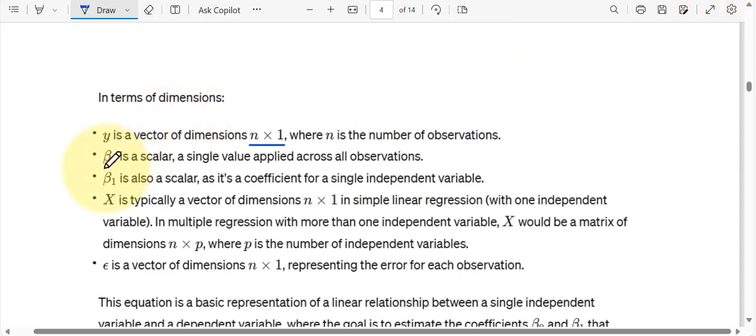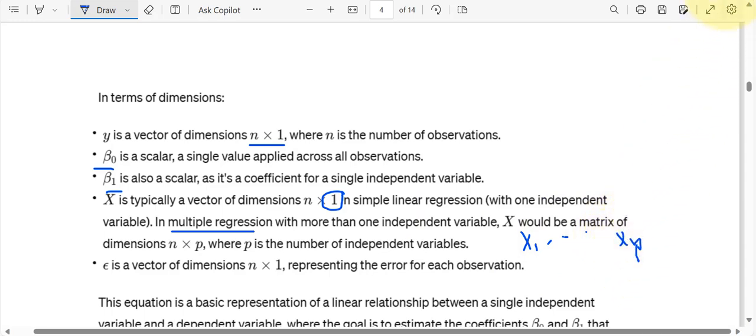Beta 0 is a scalar. We get the line, so we only have one beta 0, it's the scalar. We only have one beta 1, one y-intercept and one slope. So those are scalars, they're not vectors. And X has the same n in terms of dimension, but it could have more than one column. So in multiple regression, that means more than one x, like x1, x2, and so on. X would be a matrix of n by p, where p is the number of independent variables, x1, x2, up to xp. I'm sorry, they're using p.